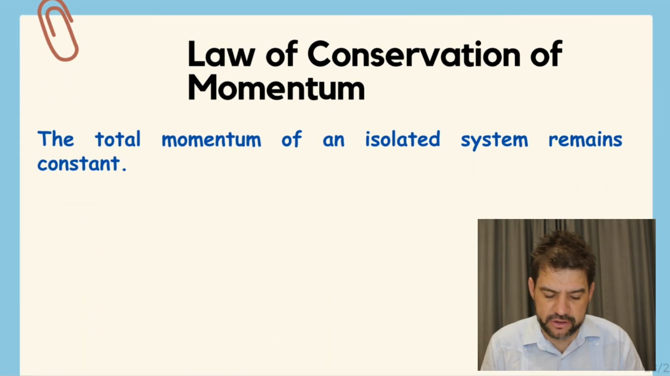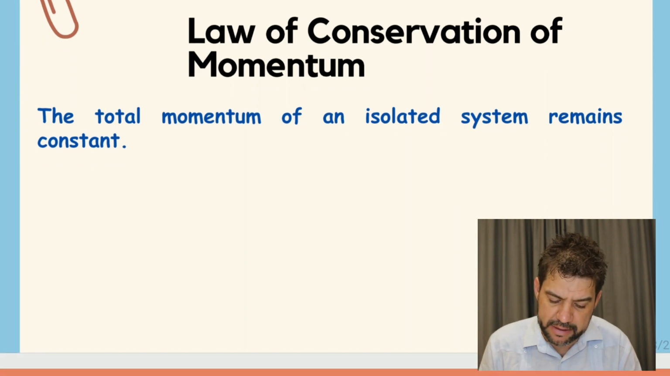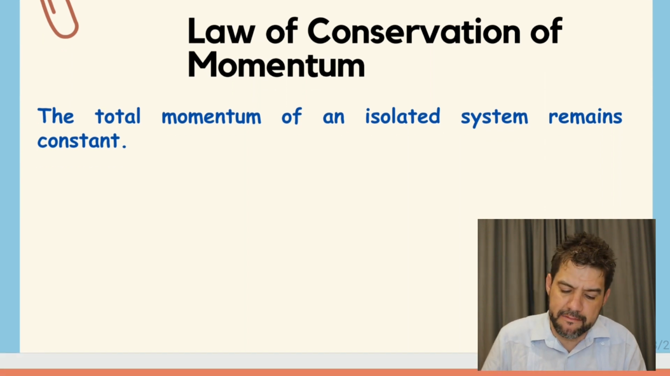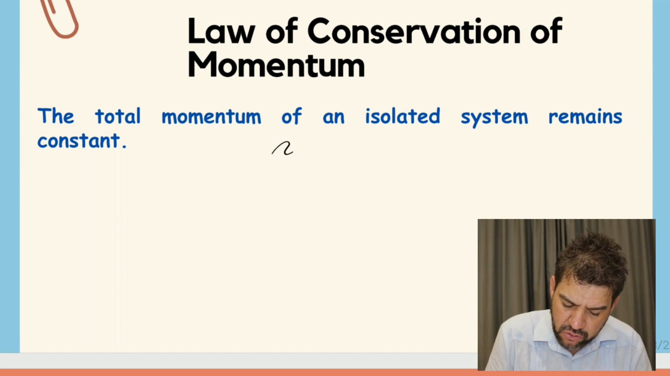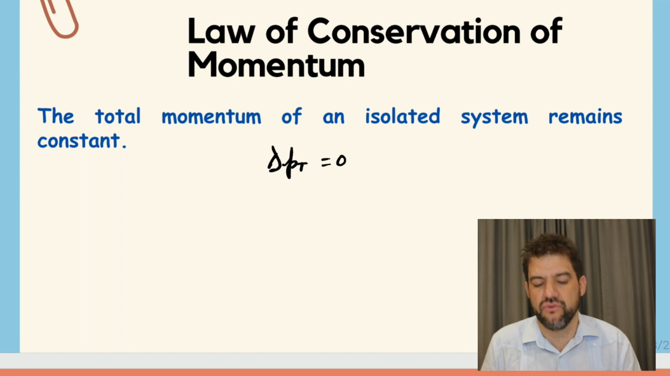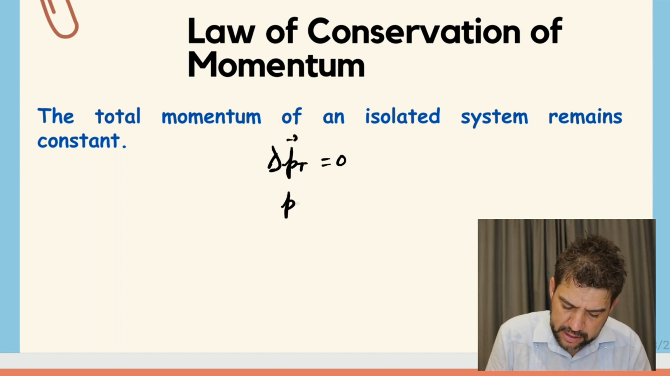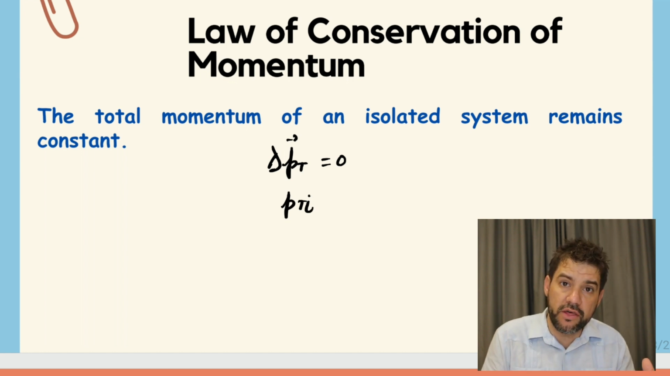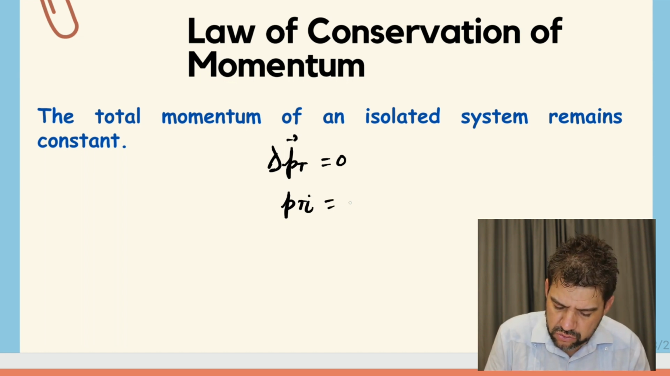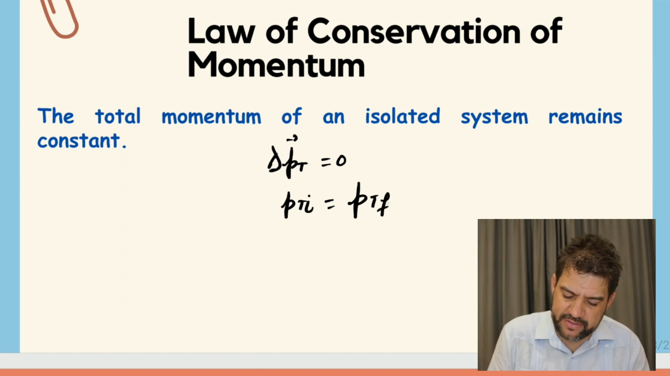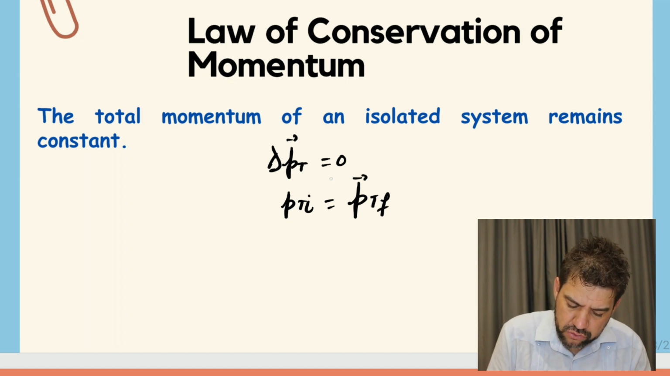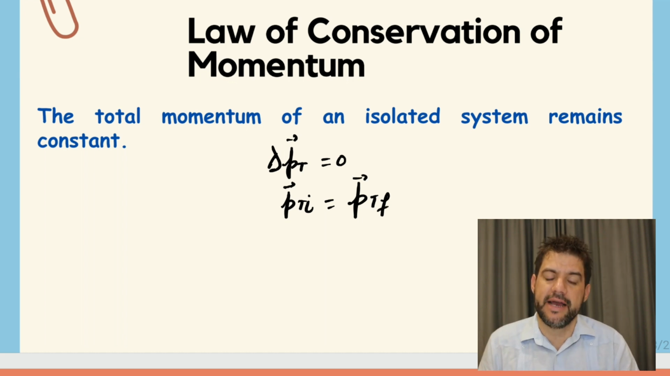The law of conservation of momentum states that the total momentum of an isolated system remains constant. If it remains constant, it means that the total change in momentum is equal to 0. If the total change in momentum is 0, it means that the total momentum initial, or before the collision, is going to be equal to the total momentum final, or after the collision. As usual, I am going to keep the vector sign here.